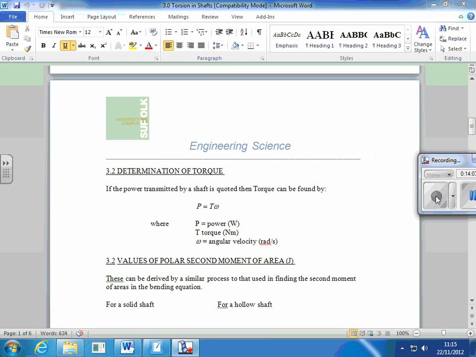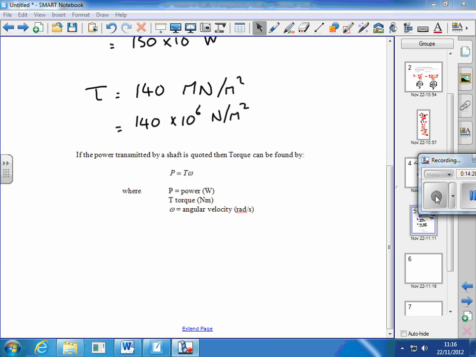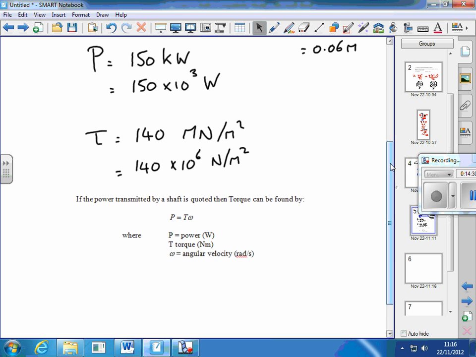So for this question, we need to find out what the torque is. What is the force that's being exerted on this shaft to twist it? And the relationship between power, torque, and angular velocity is given by this equation here. Power equals torque times angular velocity. So in this question, we need to use this formula.